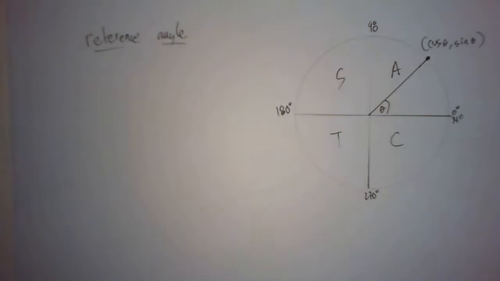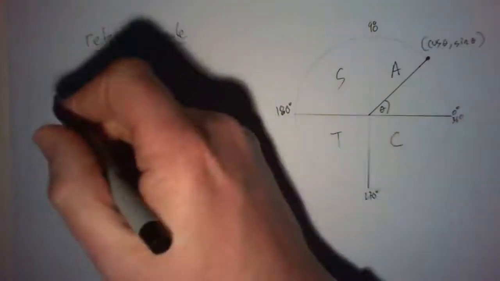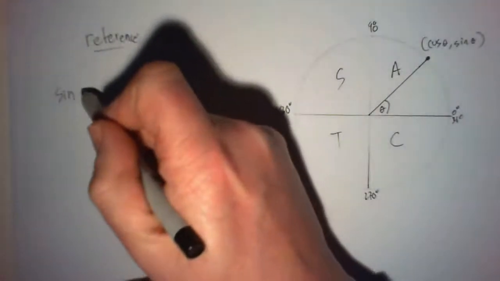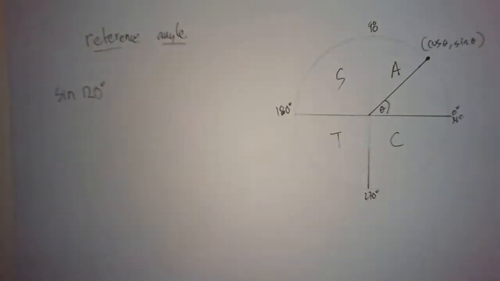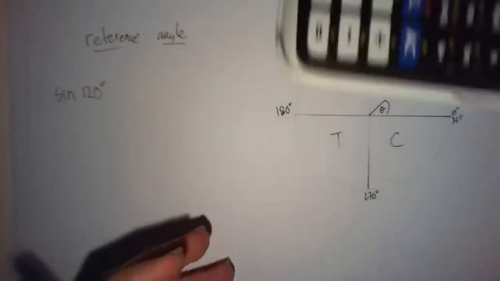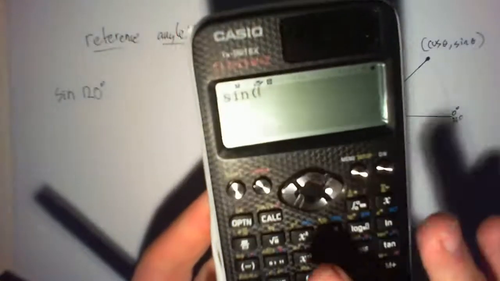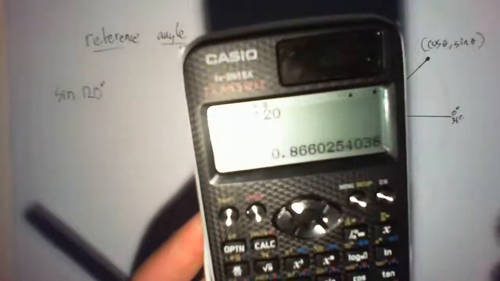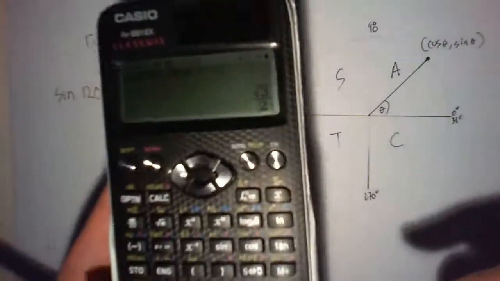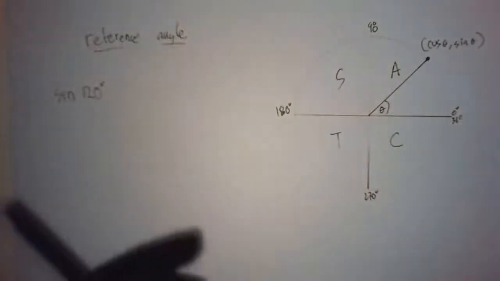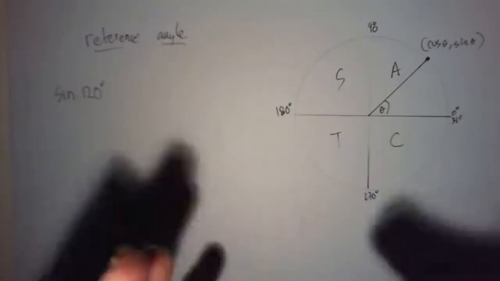So let's do a very simple example. Let's find the sine of 120 degrees. You're saying to yourself, okay, sine of 120 degrees, I can get out my calculator and do it. But how could you get it from the unit circle? First of all, I'm actually going to do it on the calculator because it's fun. It's root 3 over 2. See that? Okay, so let's see how we're going to figure this out.